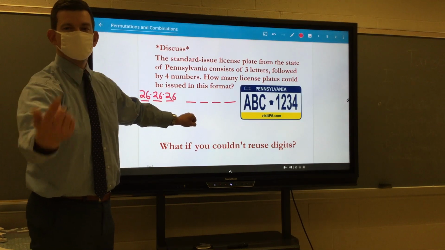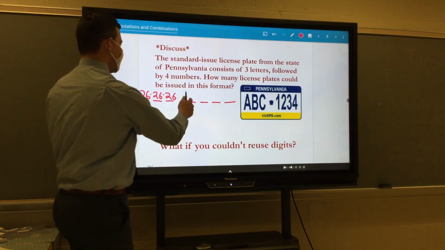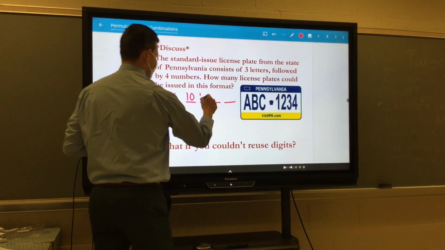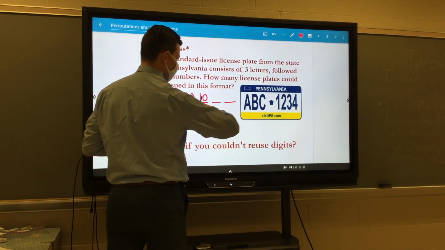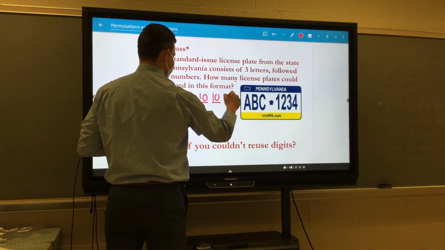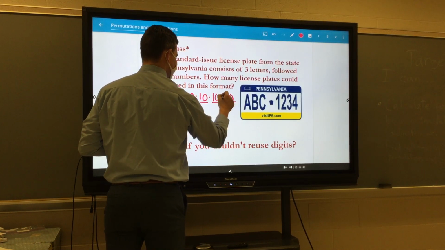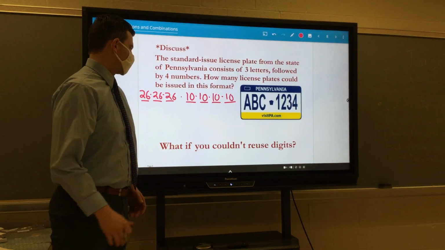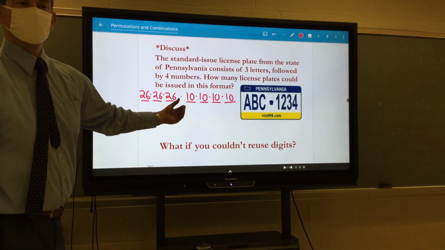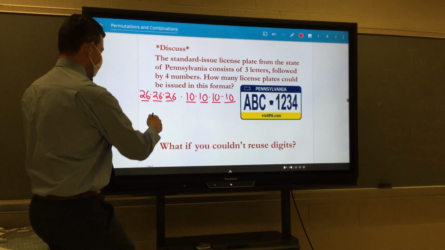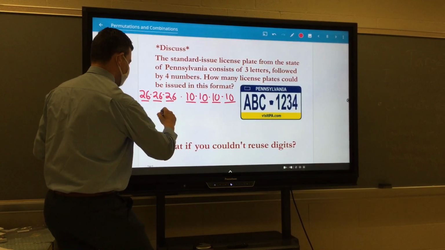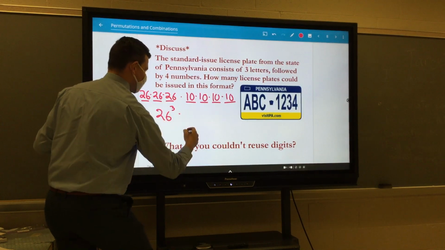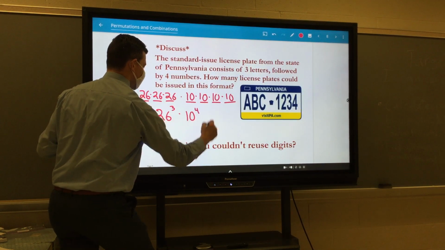Plus 0, so 10. Yeah, so 1 through 9 and the 0, so 10 options here. Again, we can repeat. This could be 1, 1, 1, 1. So 10 for each of these. Multiplying them all together, or if we wanted to shortcut this algebraically, we have repeated multiplication. This is 26 to the 3rd power times 10 to the 4th power.